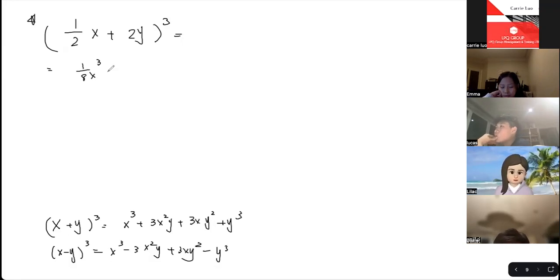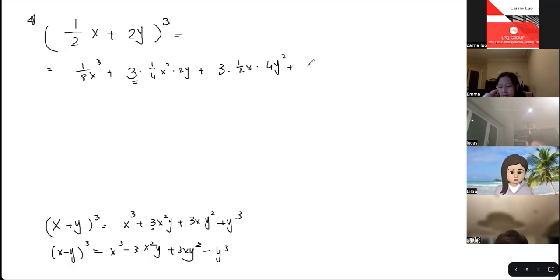1/8x³ plus 3 times 1/4x² times 2y. The first one you have to do three times. This is very important. This part is very easy to be forgotten. Very good. Plus 3 times 1/2x times 4y² plus 8y³. Very good.